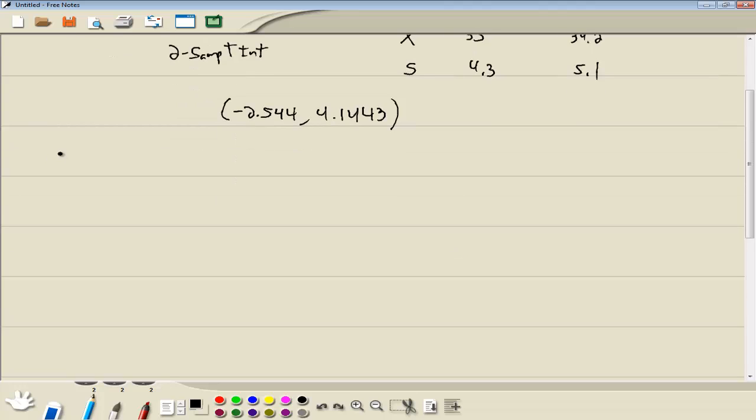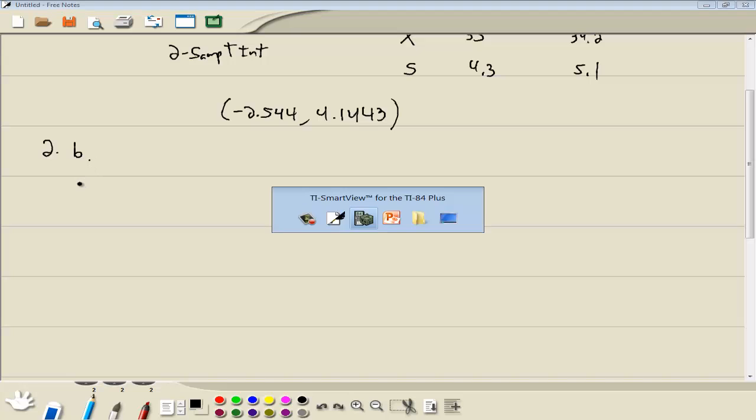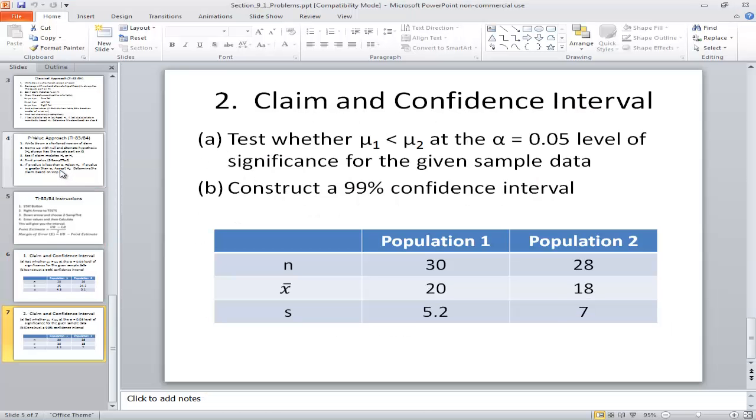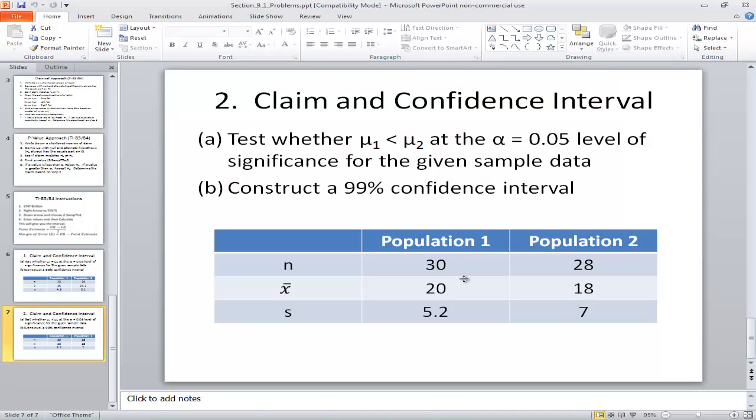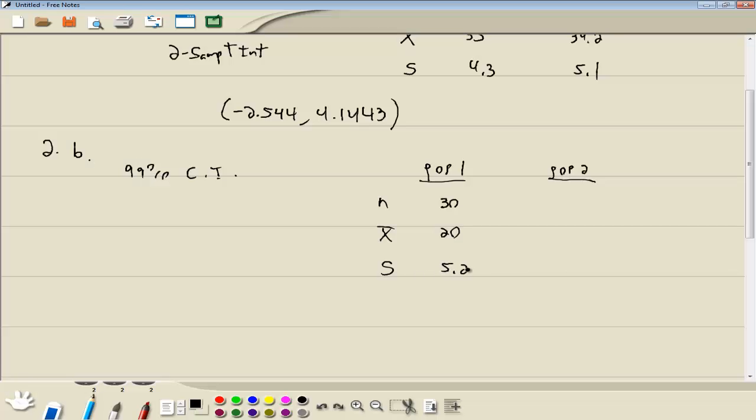Now let's look at 2B. This one's a 99% confidence interval. And again, we got our population 1 and our population 2, with n, x bar, and s. So I got 30, 20, 5.2, 28, 18, and 7.